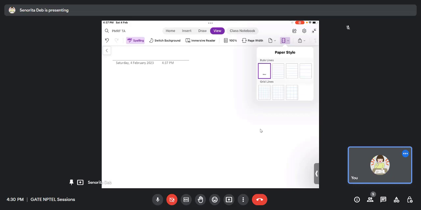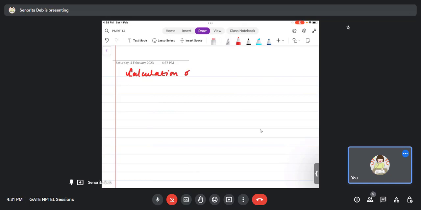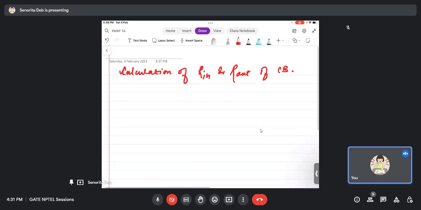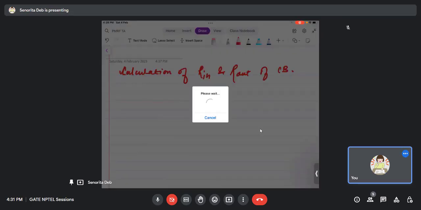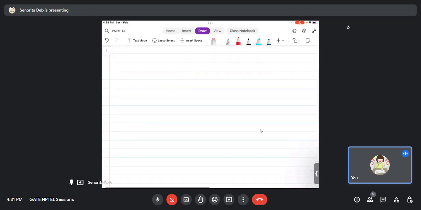Let's now start with the next thing, which is the impedances of the common base: calculation of Rin and Rout of the CB amplifier. Before that, I will show you how intuitively you can find out the Rin and Rout values, and you won't need to make the small signal model for that.